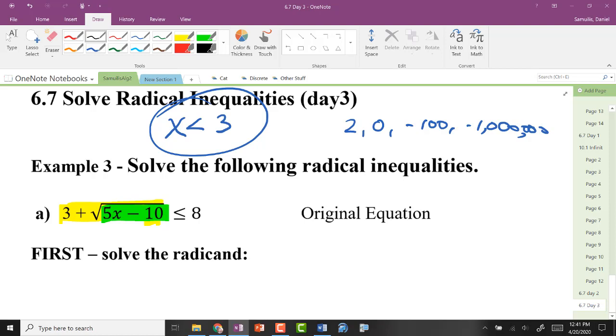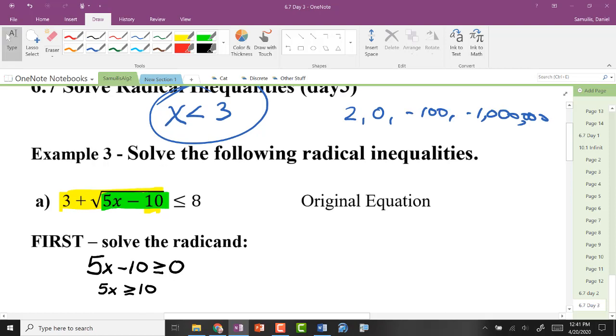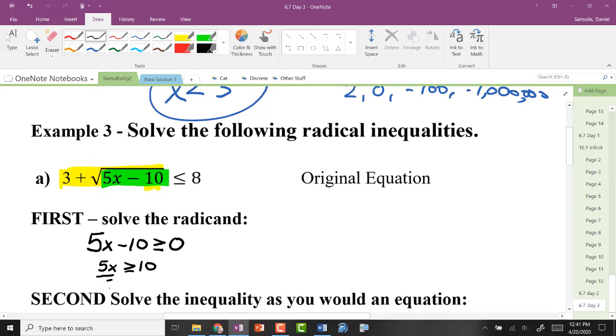Now we need the radicand, which is the 5x minus 10. First of all, that has to be greater than or equal to 0. It can equal 0, but it definitely cannot be less than 0. So we want to figure out what number will make it a 0 or greater than 0. So we're going to add 10 to both sides, and we're going to divide by 5 to get 2. So far our x has to be greater than or equal to 2. That's one thing that has to occur.